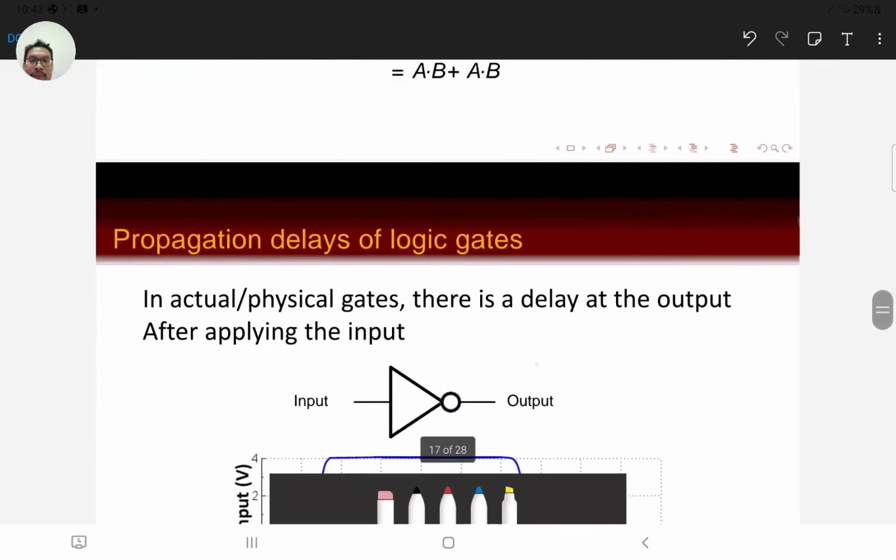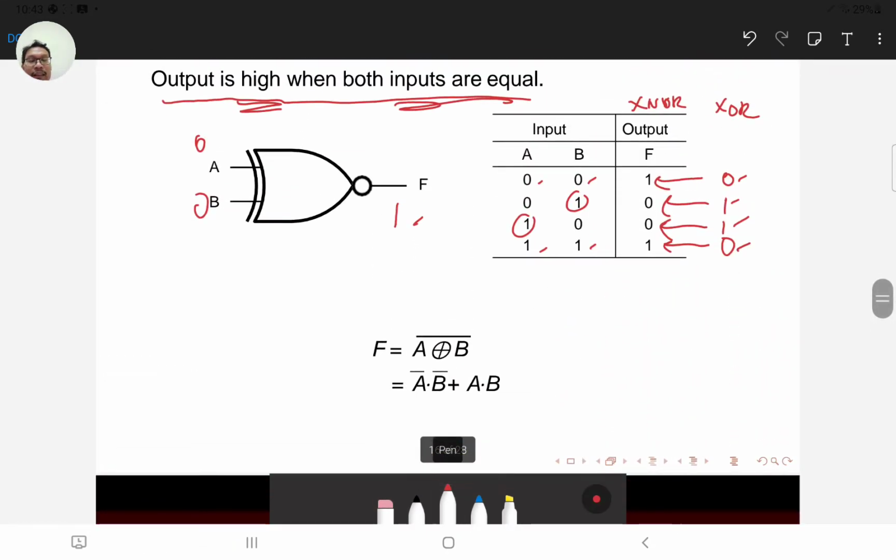And here is the symbol, the Boolean expression, which is A plus circle B, and then we have the bar on the top. It can also be represented by this Boolean expression, A bar dot B bar plus A dot B.